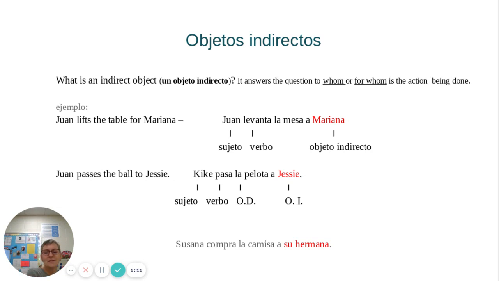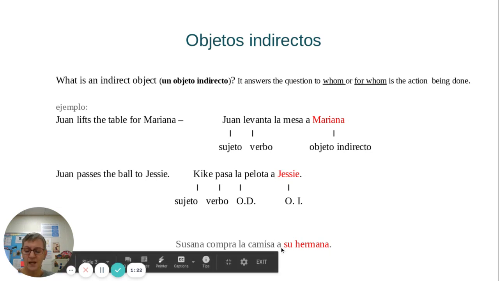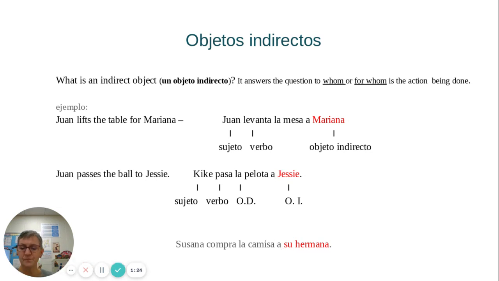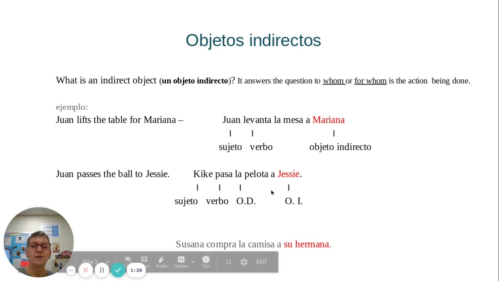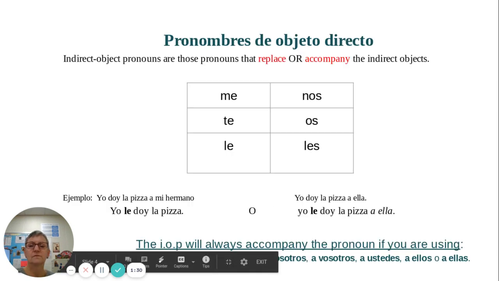Susana compra la camisa a su hermana. Who is she buying the shirt for? Su hermana. And notice in all of these, they're preceded by a. So this should help a great deal, that we can identify the indirect object because there's an a in front of it.